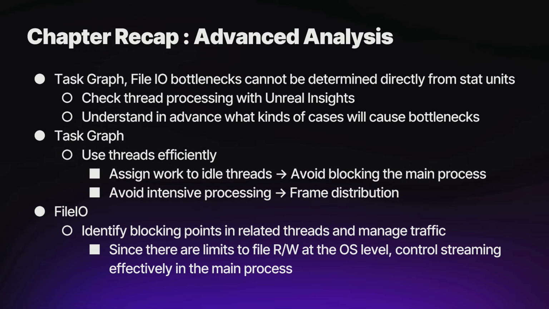To wrap up this section, here are the key takeaways for the task graph. Pay attention to whether threads are being used efficiently. For file I/O, analyze the performance by paying attention to whether streaming is controlled to prevent blocking, and to access concentration among threads. These are things that the stat unit command alone cannot tell you, and the best part of this chapter is that you can use Unreal Insights to see the structure of the code and its effect.